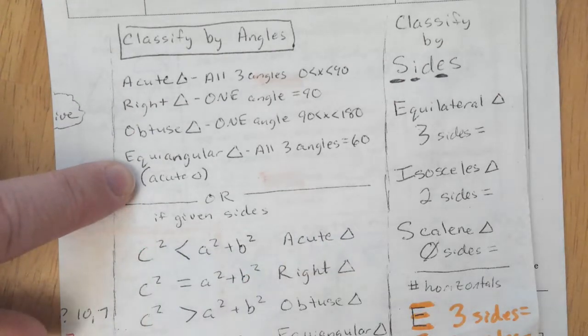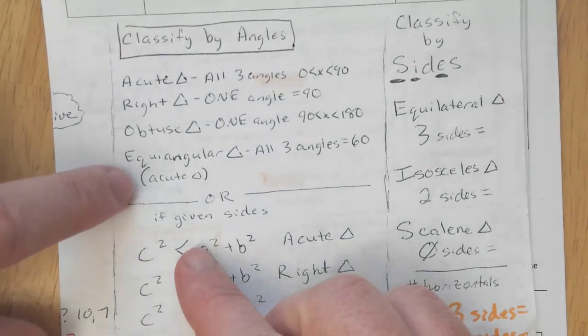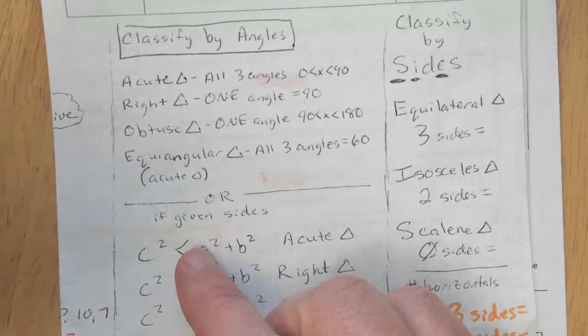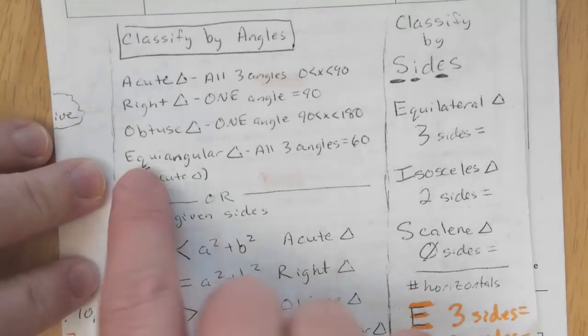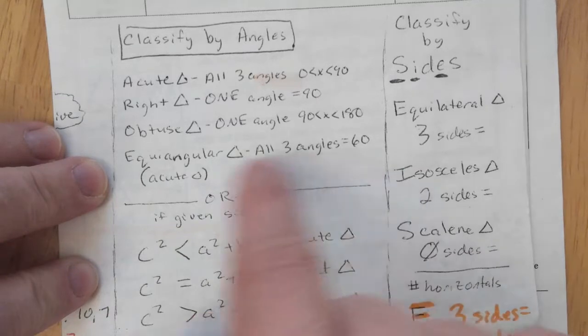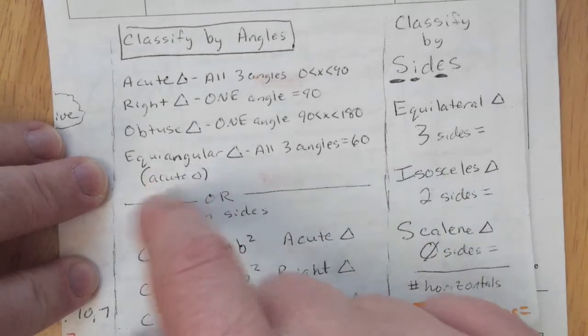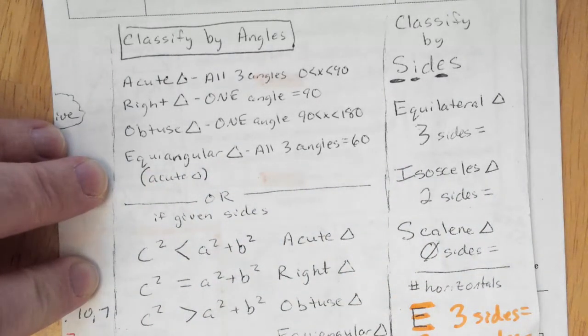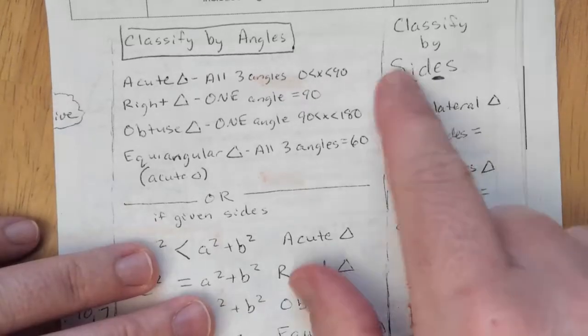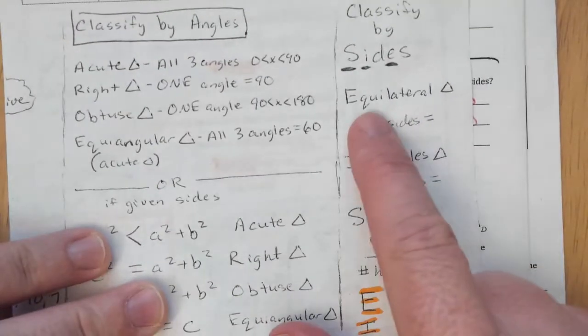So it's like a square. If all 4 sides are equal, yes, it has 4 sides. It's a rectangle, it's a quadrilateral, all that stuff, right? But if all 4 sides are equal, the better name for that would be a square. So just keep that in mind. All right, so if all 3 sides are equal or all 3 angles are equal, it's equal angular, equilateral, stuff like that.